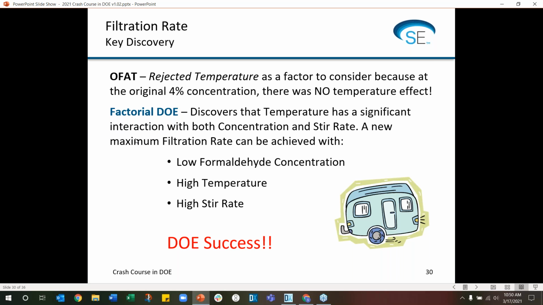So that's why you want to really include potentially critical factors in your designed experiment and see how they interact with other things. And don't let your biases coming into the design affect you too much when choosing the factors to study. So we get the new maximum, we get a DOE success with this combination of the low formaldehyde, high temperature, and high stir rate.